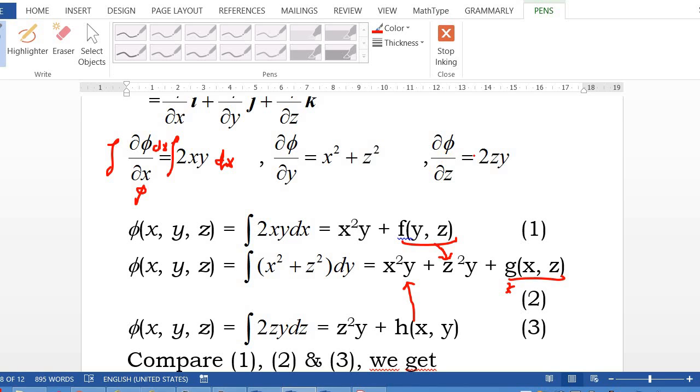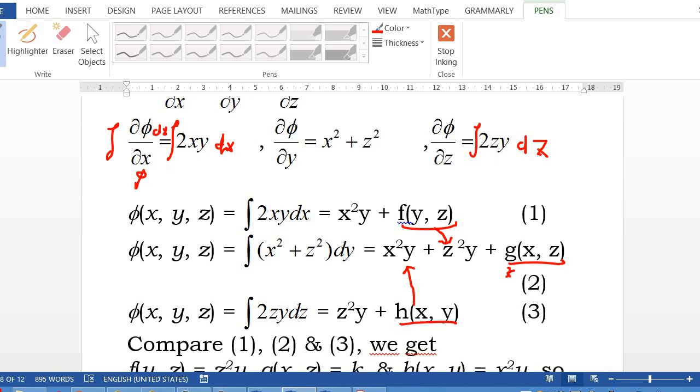From del phi del z, you can obtain phi by integrating with respect to z, where x and y are constant. That's why the constant is a function of x and y. So integrate 2zy dz, and you have z squared y.